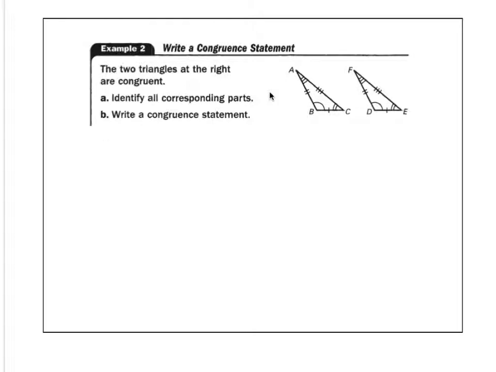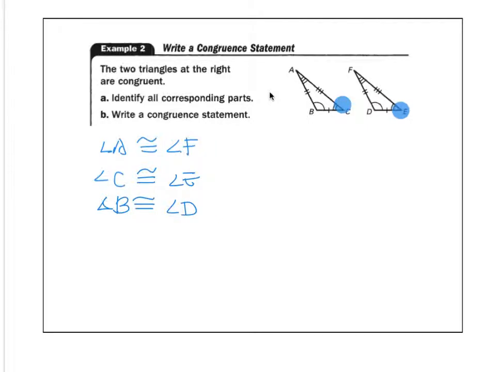Let's start with the angles. Angle A corresponds with angle F. They're congruent. Angle C, the one with two markers there, and angle E are congruent. And finally, angle B and angle D, the largest angle, the obtuse angle, are congruent.